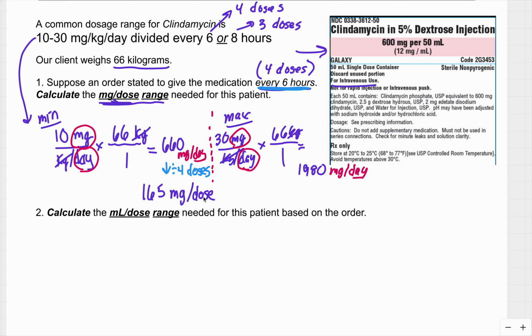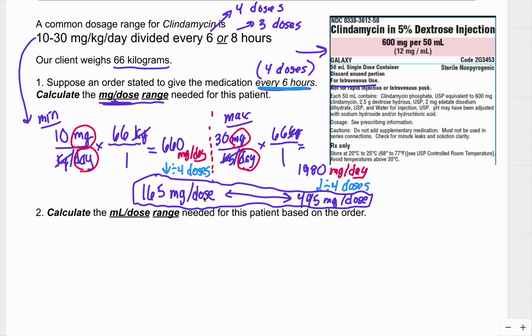And I'm going to do the same thing to the max. I'm going to divide by 4 doses. So if you take 1,980 and you divide that by 4, you get 495. So 495 milligrams per dose. That means this individual who weighs 66 kilograms should receive somewhere between 165 milligrams per dose and 495 milligrams per dose. That's how much they need.